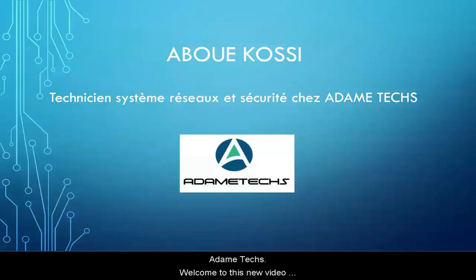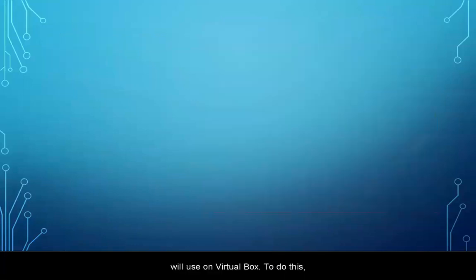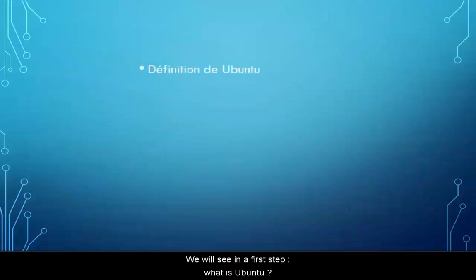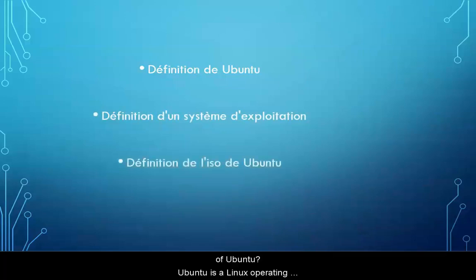Welcome to this new video about Virtualbox. Today I'm going to talk about Ubuntu, which will be the ISO of the virtual machine that we will use on Virtualbox. To do this, we will discuss three kinds of definition. We will see in the first step what is Ubuntu. Then I will define what is the operating system. And finally, we will define what is the ISO of Ubuntu.